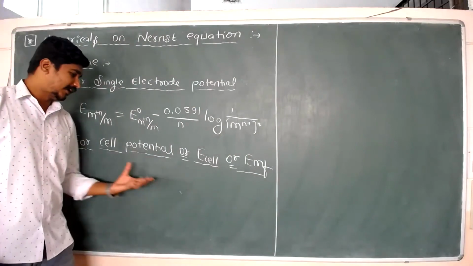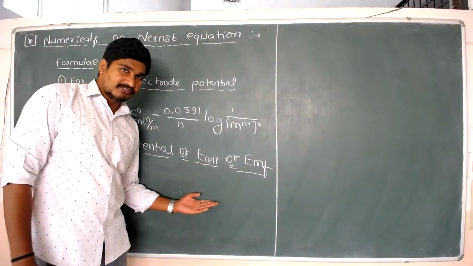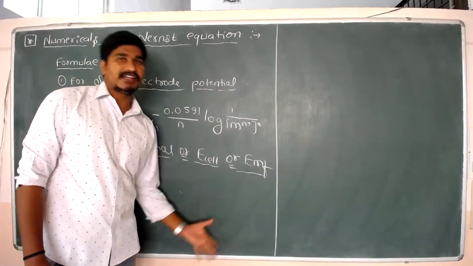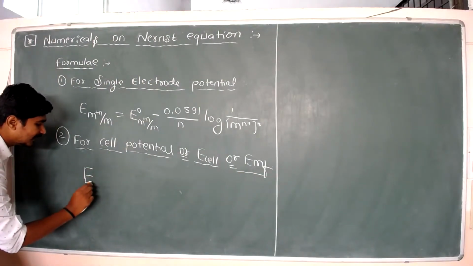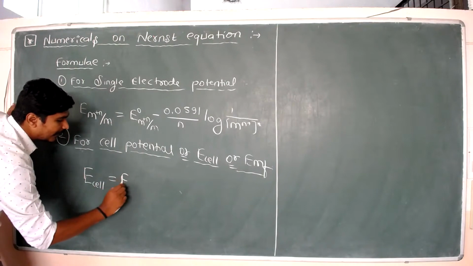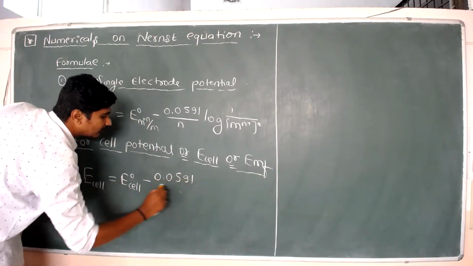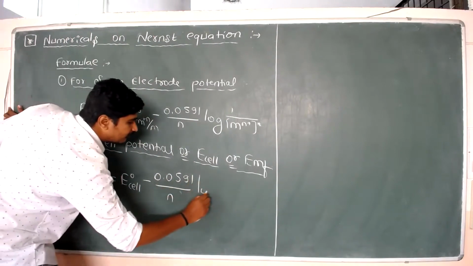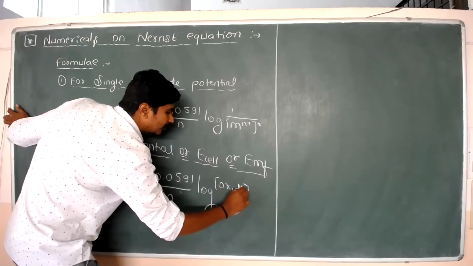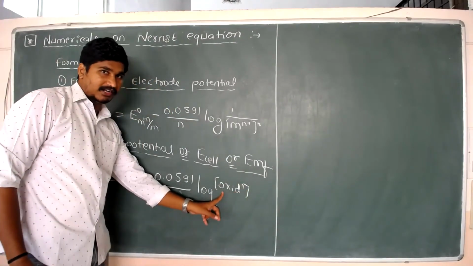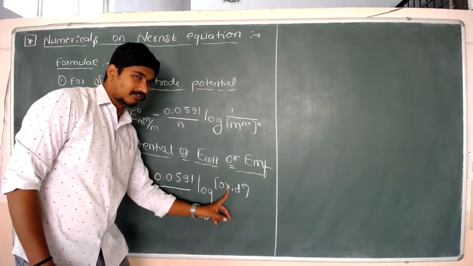If he is asking to calculate the cell potential of the given reaction, or E cell of the given reaction, or EMF of the given reaction, etc., in such cases you have to use the following formula. E cell is equal to E naught of cell minus 0.0591 by n log of the concentration of the metal ion which is undergoing oxidation. That only you have to write.